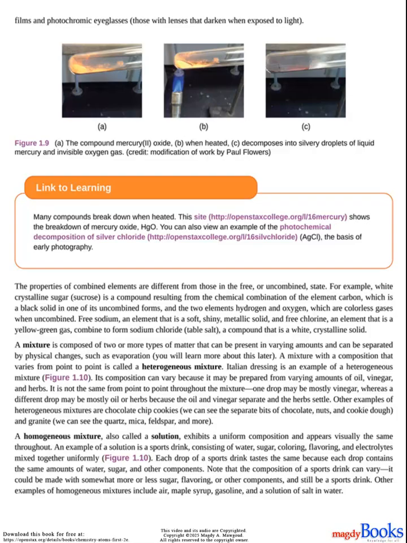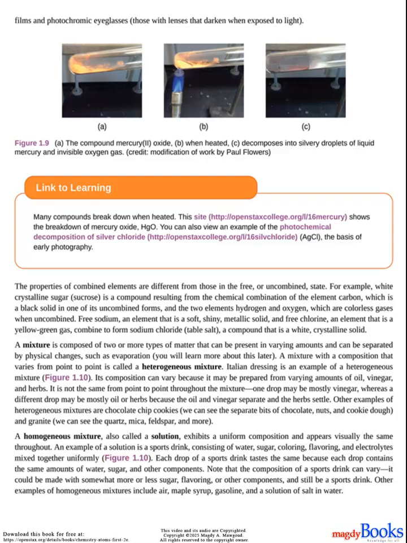A homogeneous mixture, also called a solution, exhibits a uniform composition and appears visually the same throughout. An example of a solution is a sports drink, consisting of water, sugar, coloring, flavoring, and electrolytes mixed together uniformly, Figure 1.10. Each drop of a sports drink tastes the same because each drop contains the same amounts of water, sugar, and other components. Note that the composition of a sports drink can vary. It could be made with somewhat more or less sugar, flavoring, or other components, and still be a sports drink.